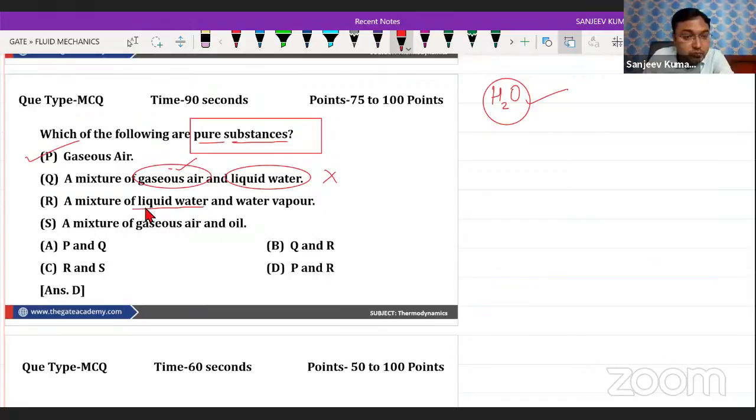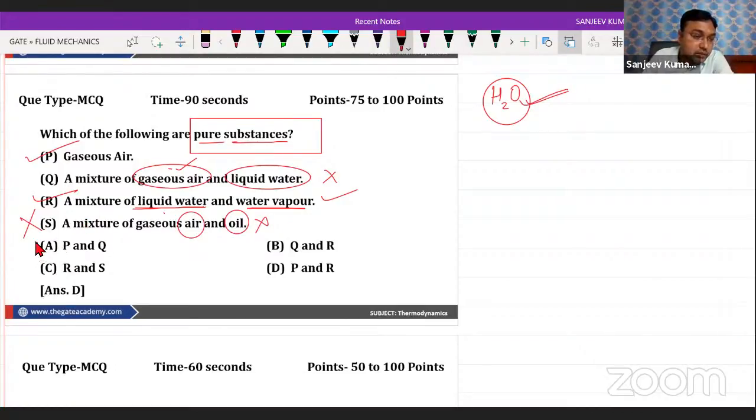Yes, whether the water is in liquid state or in vapor state, the composition will remain same. So this is correct. P and R option is correct. A mixture of gaseous air and oil? No, oil is different and air is different, so this can't be the pure substance. So this is wrong. Okay, so P and R is the right correct statement.